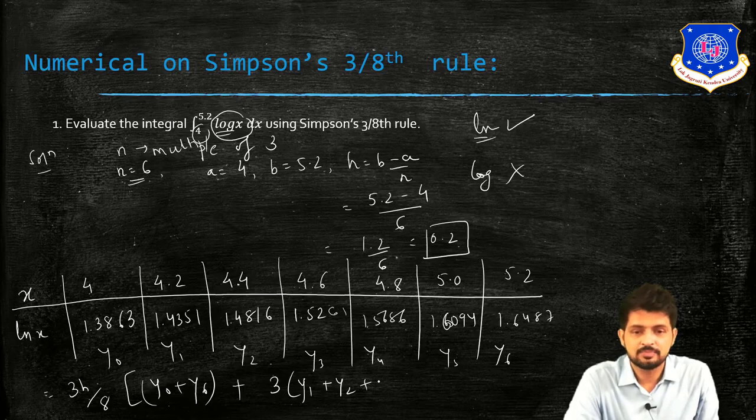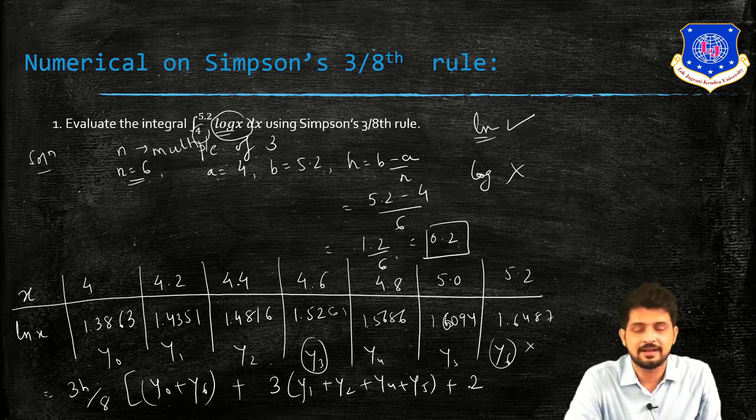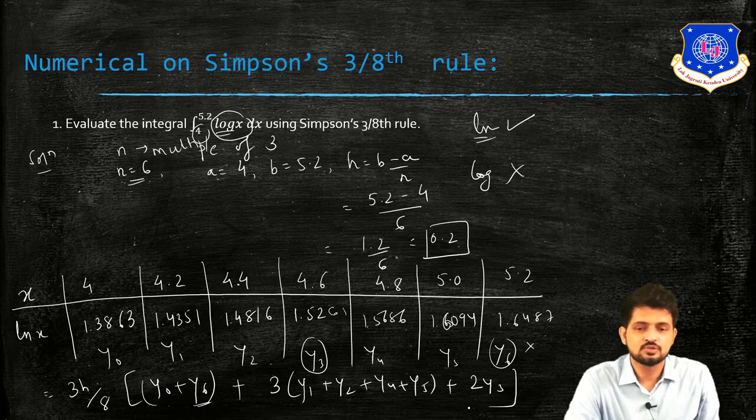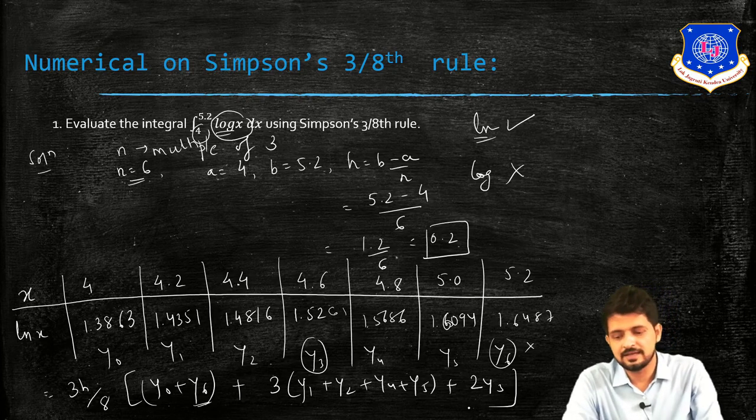So y1 plus y2 and y4 plus y5, and the last will be 2 into multiple of 3. See, multiple of 3 are 2 terms here, but we have already taken y6 in the starting, so there is no need to take y6 again. So here it will come y3. Okay, so this is the formula. By placing all of these values in the formula, you will get the answer.